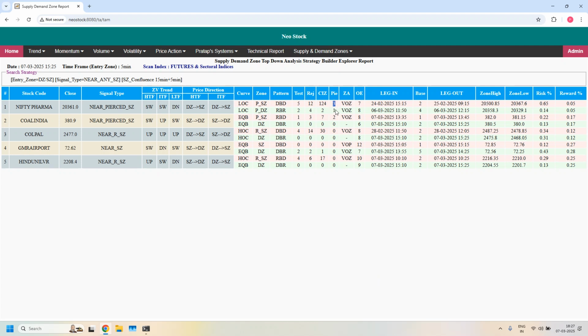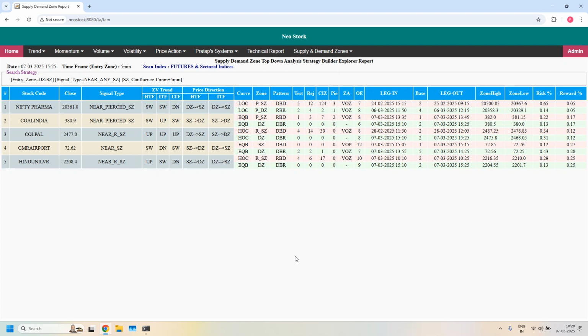First one is a pierced supply zone, and even second one also pierced supply zone. And remaining 3 stocks, these 5-minute supply zones are not pierced, and they are overlapped with 15-minute supply zone. So this is about stocks near demand and supply zones for different time frames.